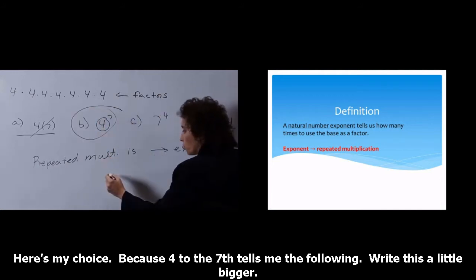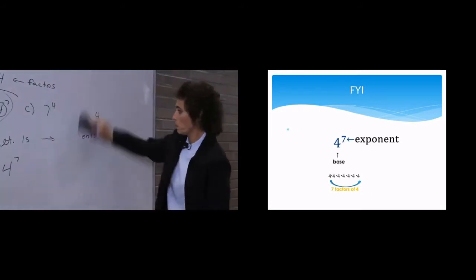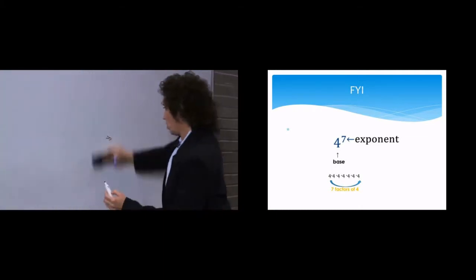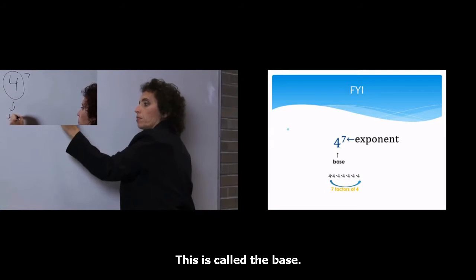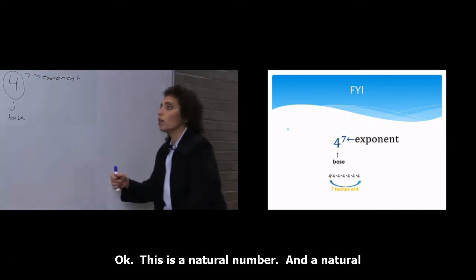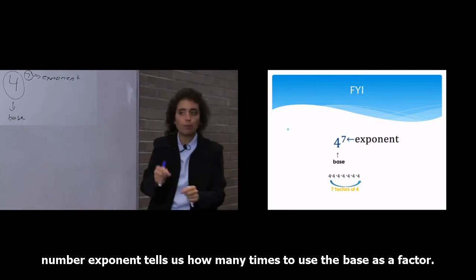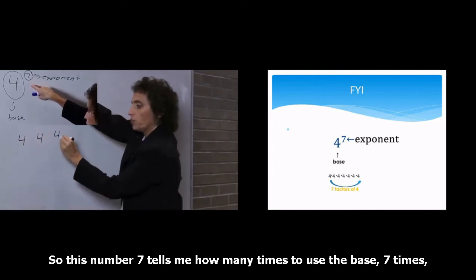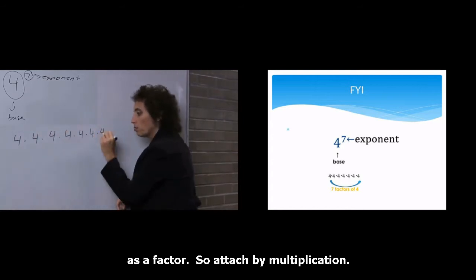This is my choice because 4 to the 7th tells me the following. Let me write this a little bigger. This is called the base. This is called the exponent or power. You're generally going to hear the term exponent, okay? This is a natural number, and a natural number exponent tells us how many times to use the base as a factor. So this number 7 tells me how many times to use the base, 7 times, as a factor. So attached by multiplication.